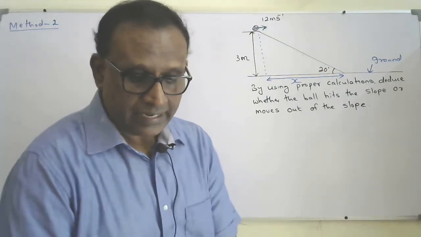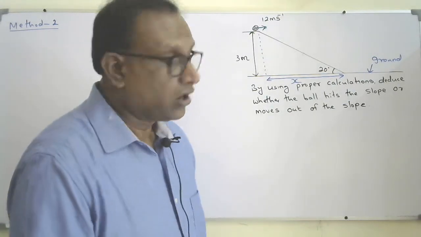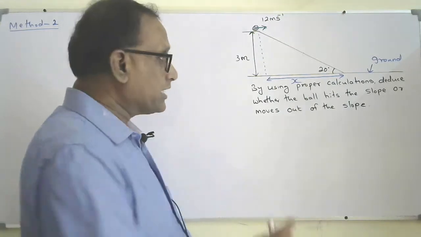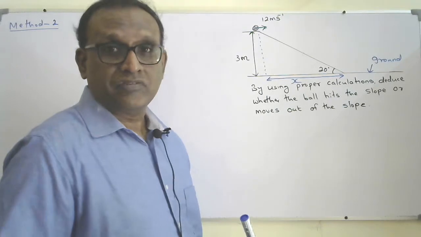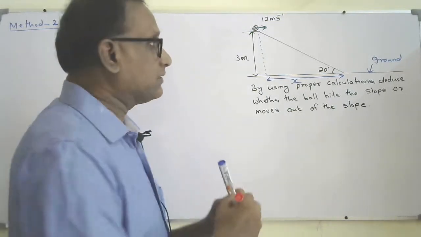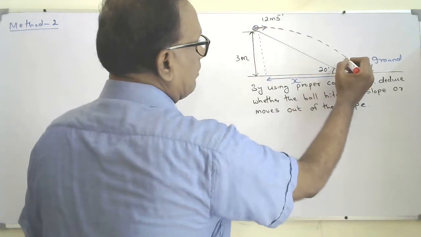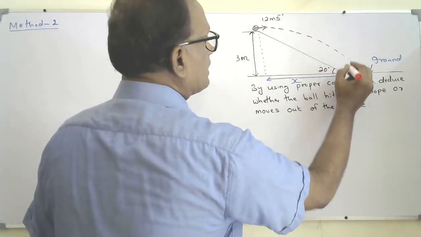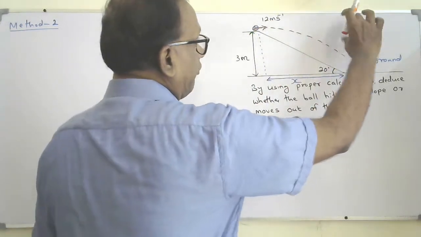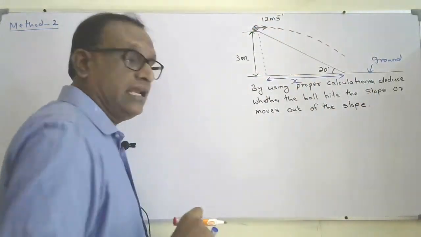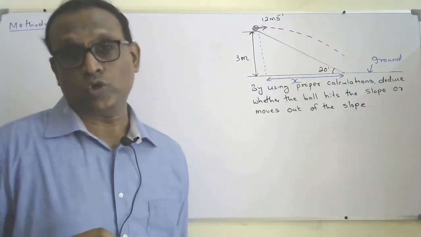Say there are three different possibilities. If the vertical displacement of the ball when it completes a horizontal displacement of 8.24, that is the x, is less than 3, that means the ball is somewhere here. The ball is just above this edge, but its vertical displacement is less than 3. It has fallen a height smaller than 3. So that means it will continue its motion and hit the ground, not the slope.